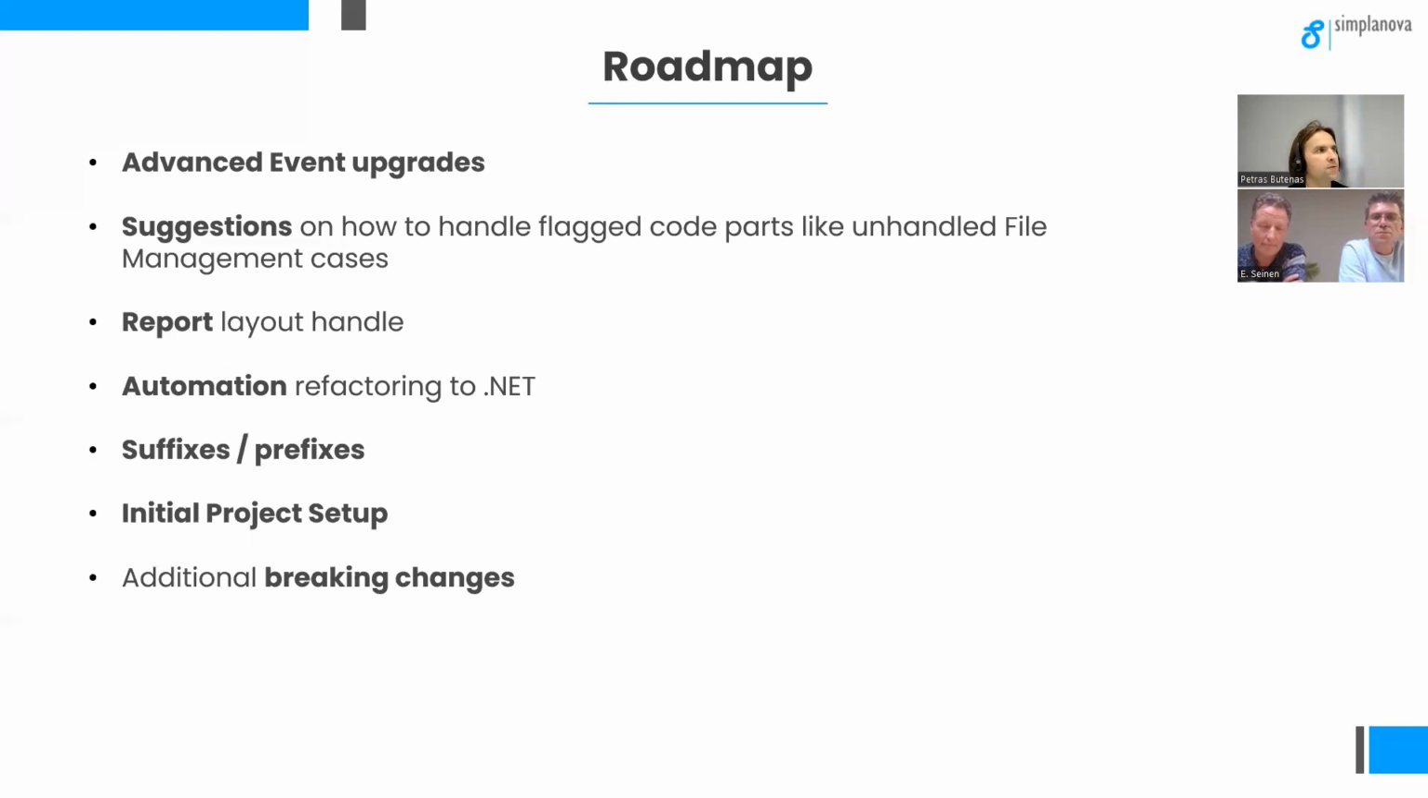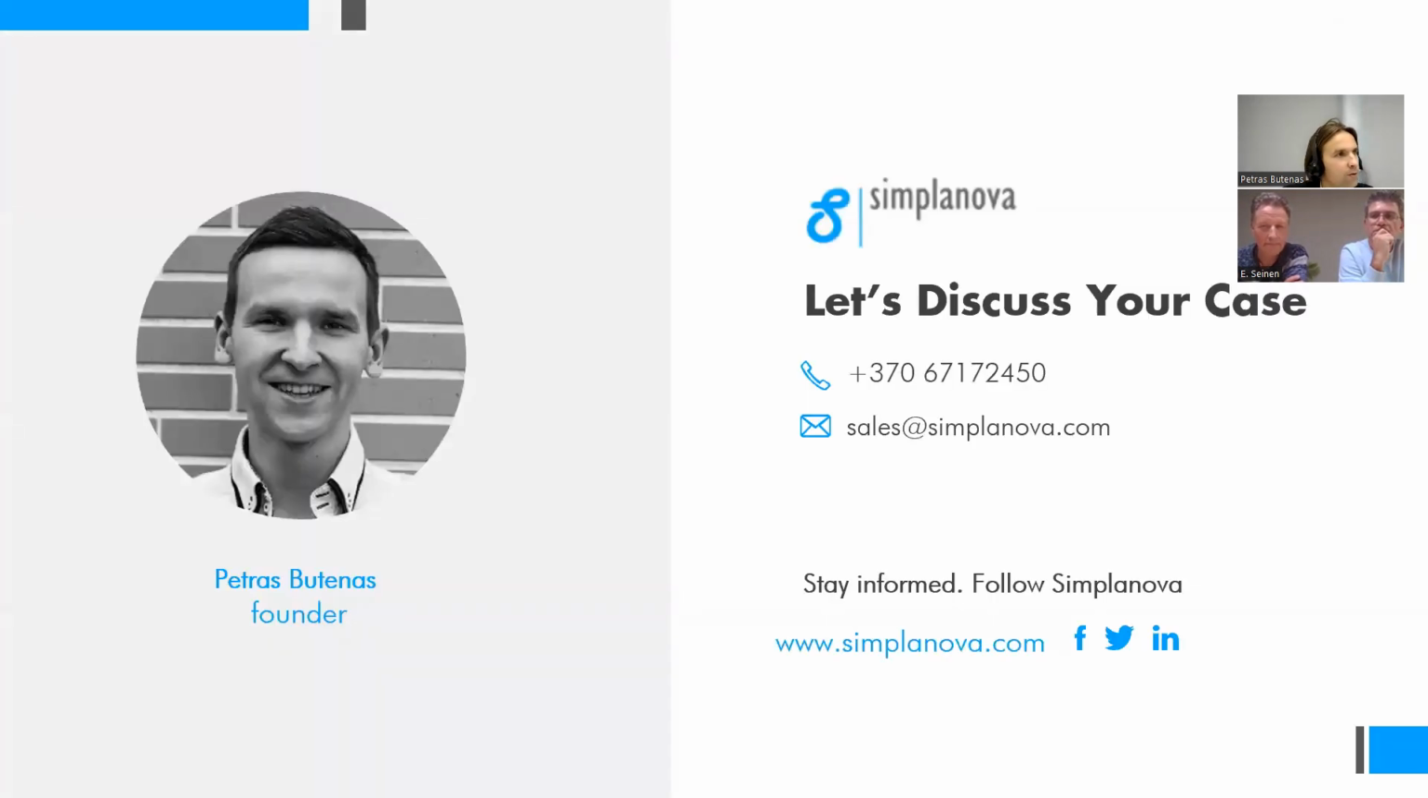And the other things, of course, further improving event upgrades. There's still a number of things we want to do. We also want to handle report layouts, automation refactoring, suffixes, prefixes. And at the bottom of this list, there's a number of additional breaking changes we want to handle. There's still a big list from Microsoft. And hopefully this will be finished within the coming year, unless we come up with some more cases. So thank you everyone for joining this demo today. And now we'll move on to the Q&A session.